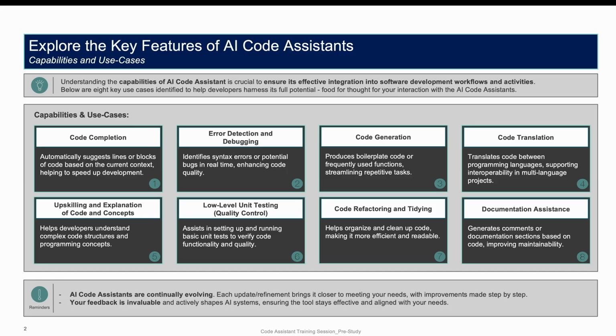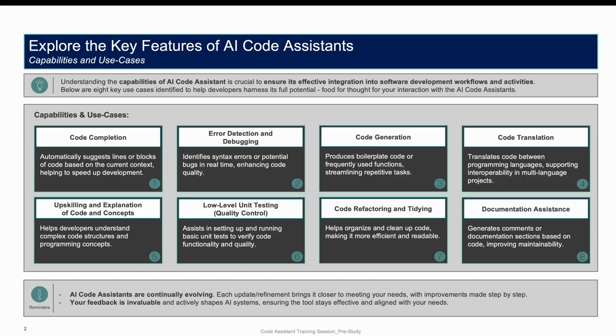Then we have the aspect of code translation, where AI code assistants are able to translate code between programming languages, which really helps support interoperability in multi-language projects. And for those of you who are familiar, most companies do have quite some legacy systems, and if they're written, for example, in Java, and you need to integrate a new module, the AI assistant can help bridge that gap by translating relevant code snippets.